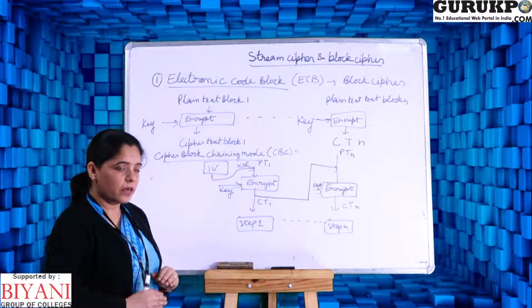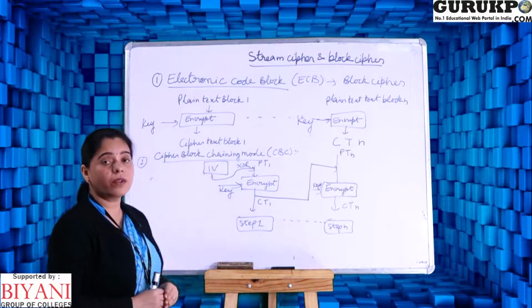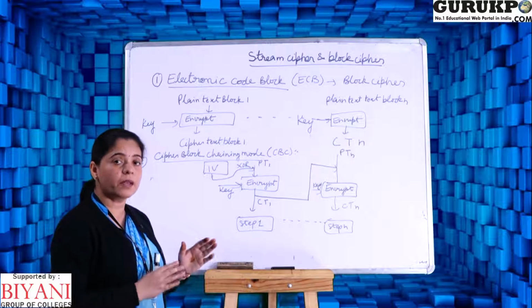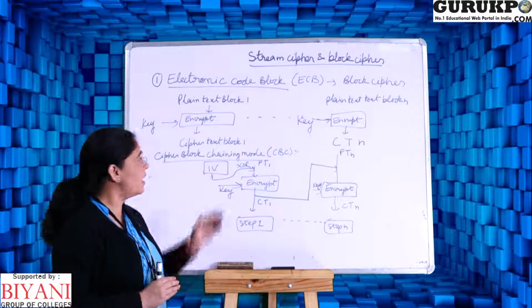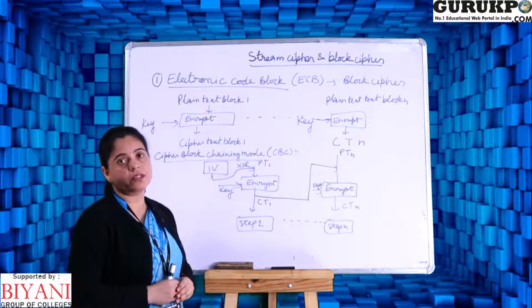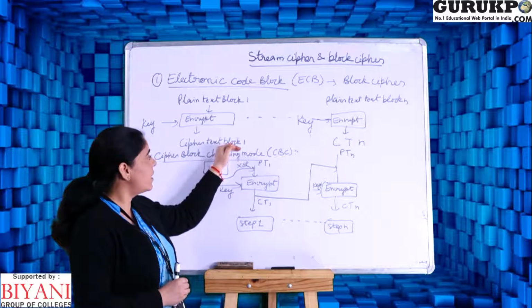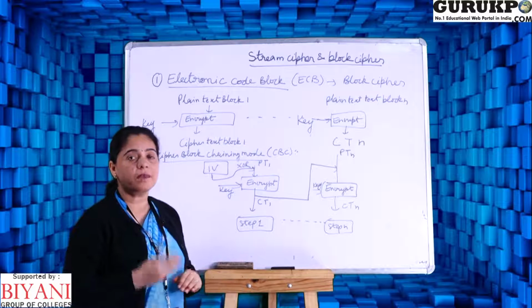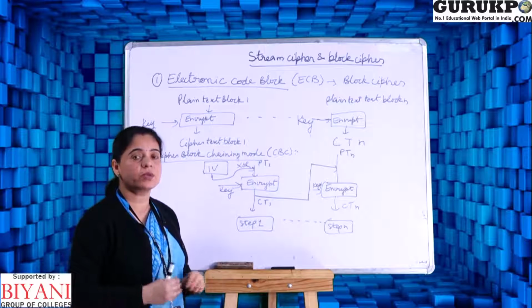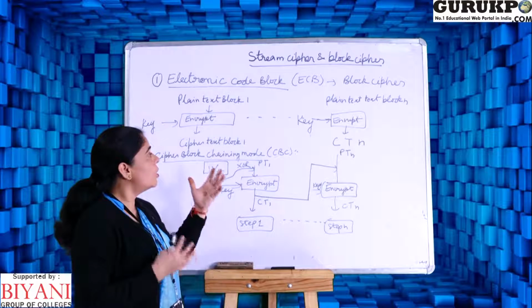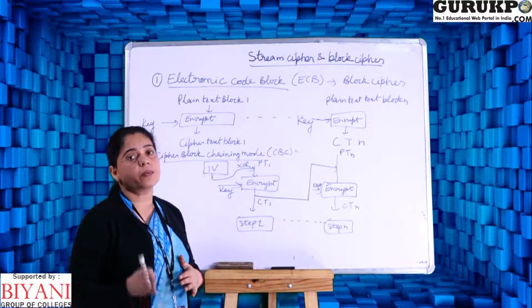So the disadvantage of this algorithm mode is this: if a repeating text block is used, the same cipher block will be generated, and when the cryptanalyst or the attacker decrypts the cipher text block, the same plain text will be generated.